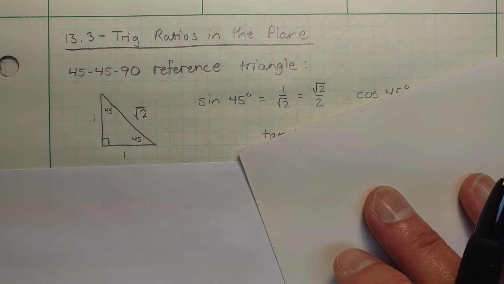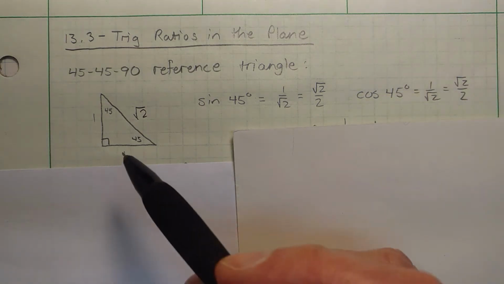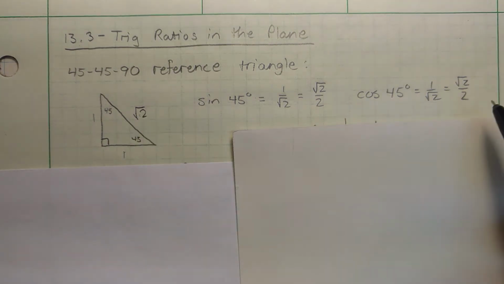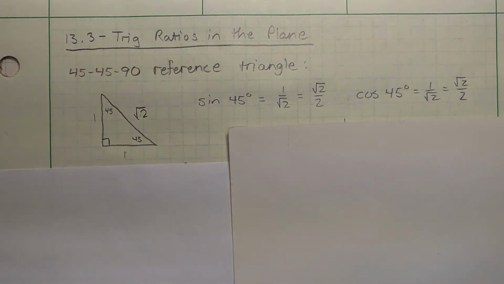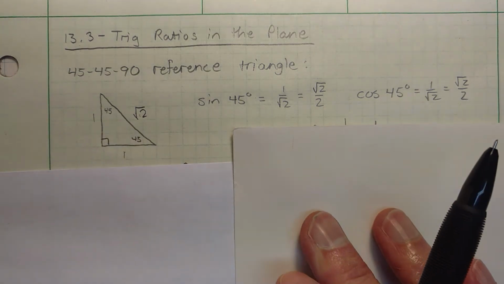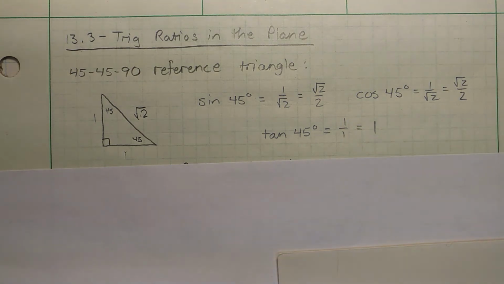For the cosine of 45 degrees, notice it's going to be exactly the same thing. So if I have 45, the adjacent is still 1, hypotenuse is radical 2, same thing. So sine and the cosine of 45 are the same. Tangent is not the same. Tangent, if I want to look at this 45 here, I have opposite over adjacent. So I've got 1 over 1, which is just 1.